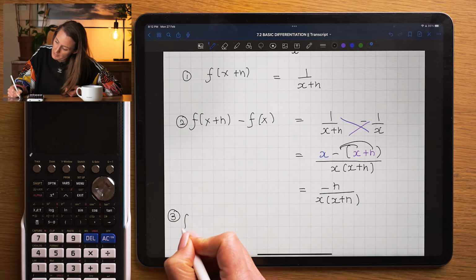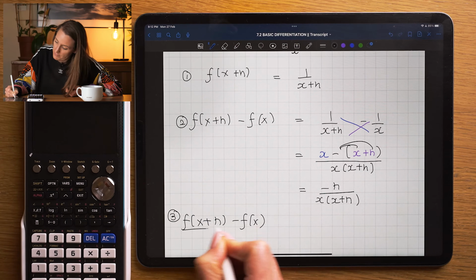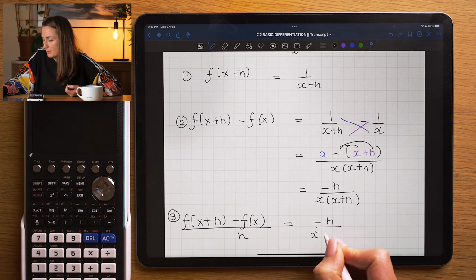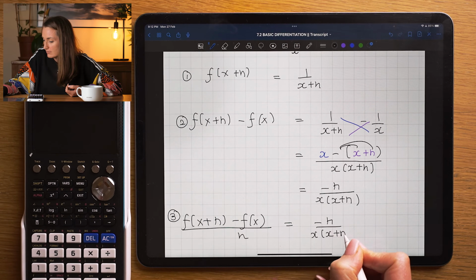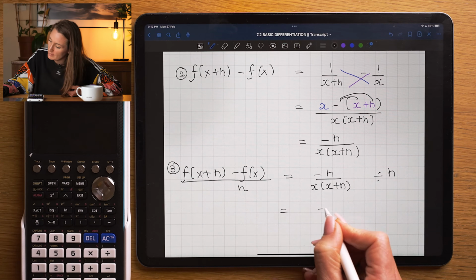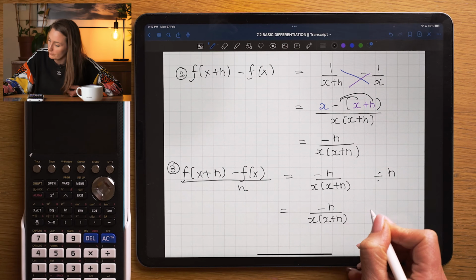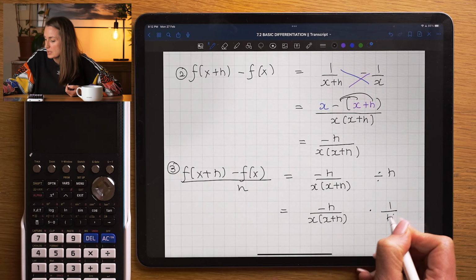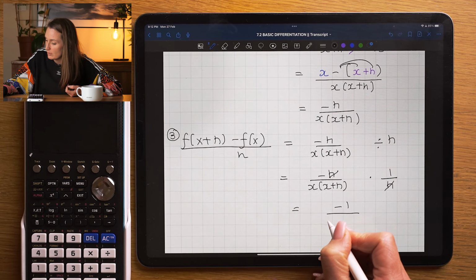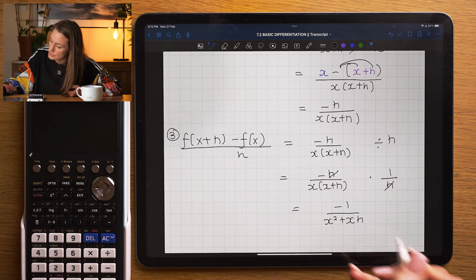Step 3, you need to do f of x plus h minus f of x, divided by h. Now, in this situation, it might be easier to think about that as a separate fraction divided by h, which is going to mean that it's going to turn upside down into 1 over h. It's actually going to cancel here and here, so you're going to end up with minus 1 over x, or x squared plus xh.